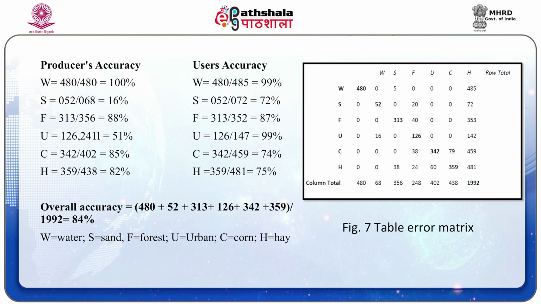Now from this table we can calculate the overall accuracy, the user's accuracy and the producer's accuracy. By applying the formulas, we can say the producer's accuracy for water is 100%, for sand it is 16%, for forest it is 88%, urban it is 51%, corn it is 85% and hay it is 82%.